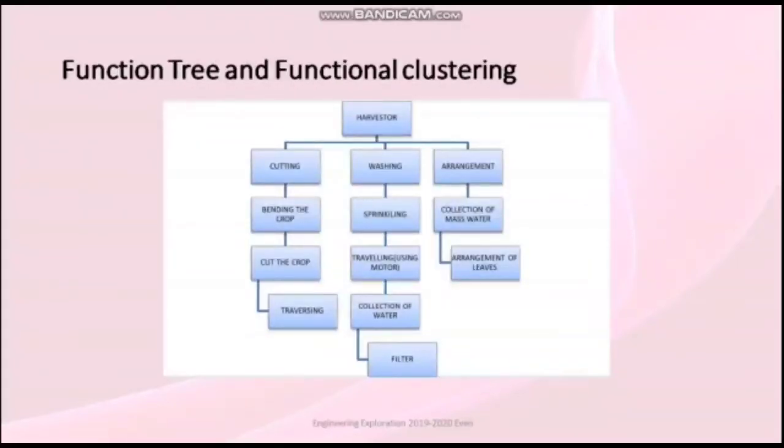Moving on to the function tree and function clustering, we have divided our harvester to perform majorly three functions. First, cutting. Cutting will involve bending of the crops, cutting as well as the traversal of the cut crops. Second, washing. Washing will include sprinkling and traversal of the crop. The water will have to be collected and filtered, which will be again used for sprinkling. Third, arrangement. It will include the collection of the leaves into the crate.